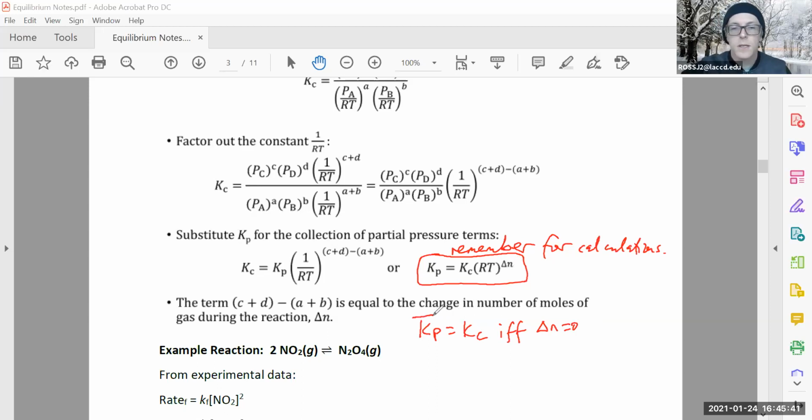Okay, so we said earlier that Kp is not necessarily equal to Kc. It can be, but if and only if delta N is 0. So delta N is the change in moles of a gas. So if you have an equal number of moles of a gas as reactant and product, that's when delta N is 0. Okay, so let's look at an example.